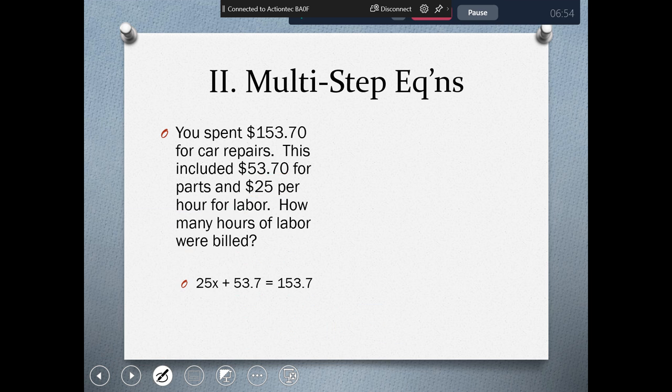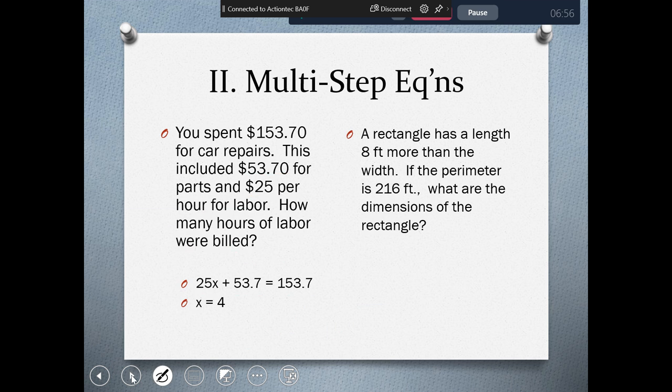All right, our second question says that our rectangle has a length of 8 feet more than the width. If the perimeter is 216, what are the dimensions of the rectangle? So, first off, how do I find the perimeter? I have 2 times the width plus 2 times the length will equal my perimeter.